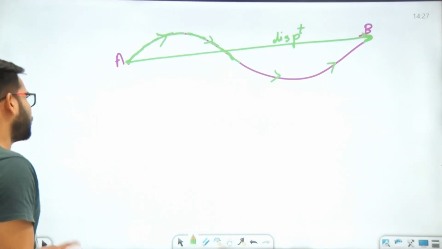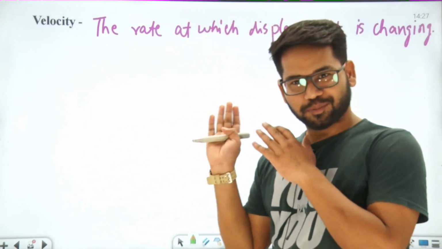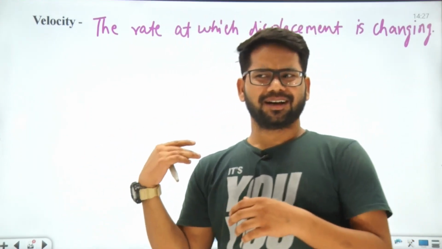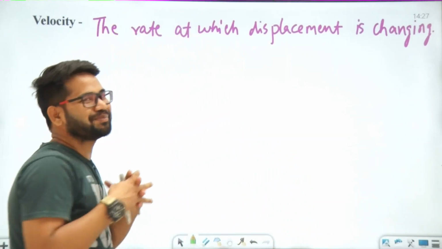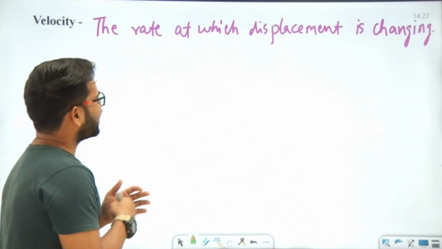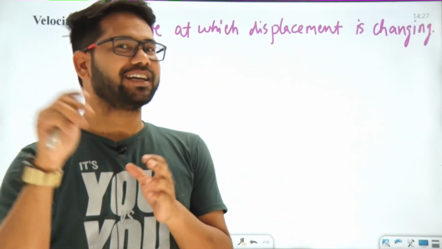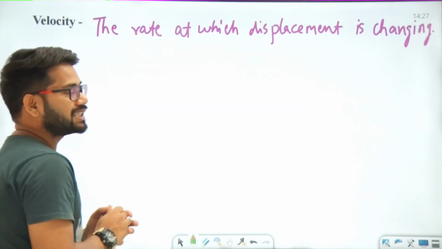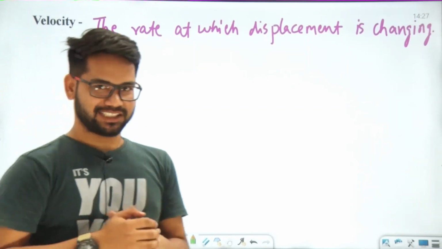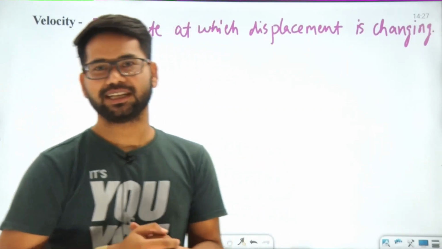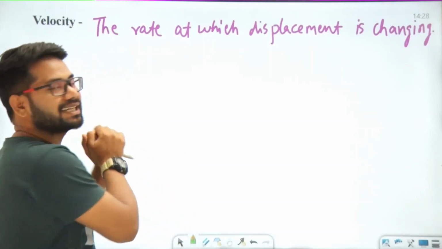Now let's go for another term, velocity. You are going somewhere to your friend's party, right? And you are looking at the car's speedometer. Your car is showing 80 miles per hour and it's moving in the east direction. So velocity is the rate at which displacement is changing.